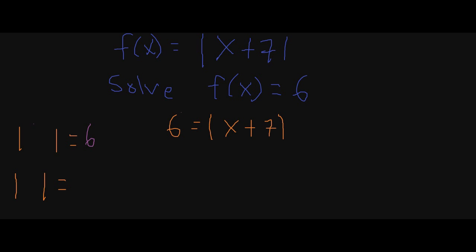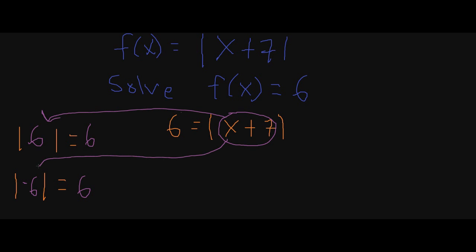Well, one of those possible solutions is 6. The absolute value of 6 is 6. What's the other one? Well, the other one is negative 6, because remember that the absolute value will take a negative number inside and turn it into a positive. So the absolute value of 6 is 6, and the absolute value of negative 6 is 6. So that means that this in here needs to simplify to either get 6 or it needs to simplify to get negative 6. And this is why we're going to break it up into two equations.